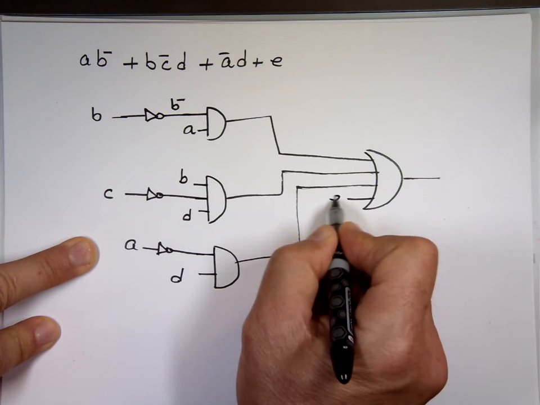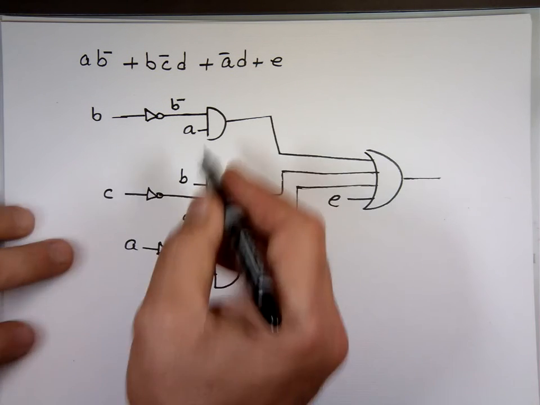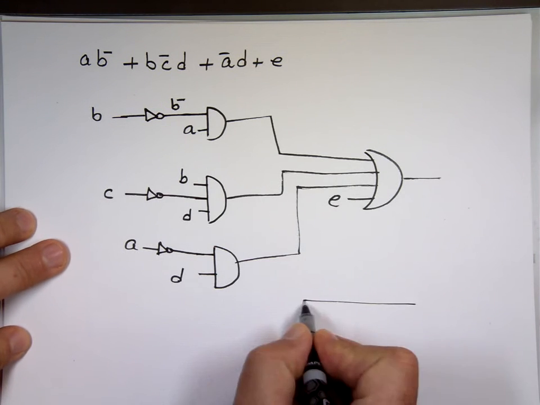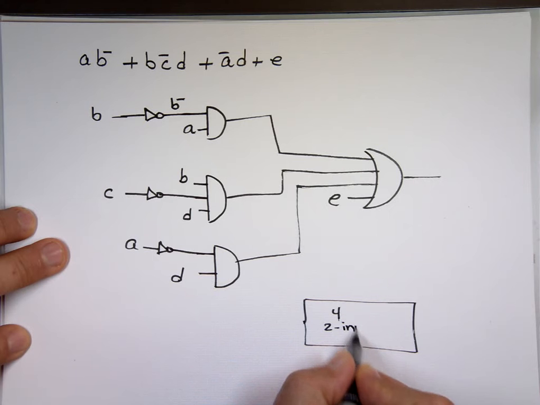And that's my output. What I don't like about this, I know when I go to my drawer looking for the gates, I can get one chip that has 4 2-input AND gates.